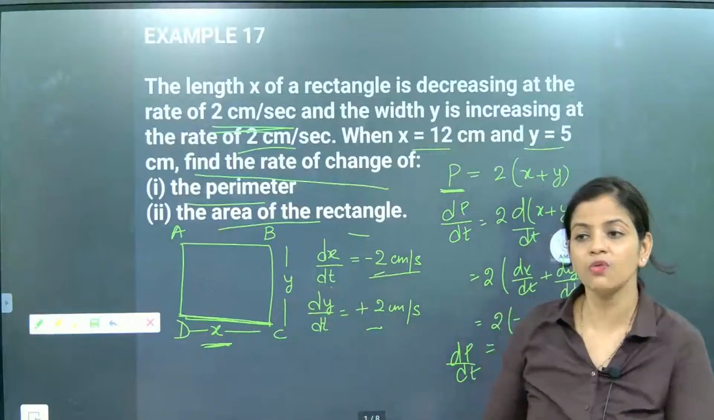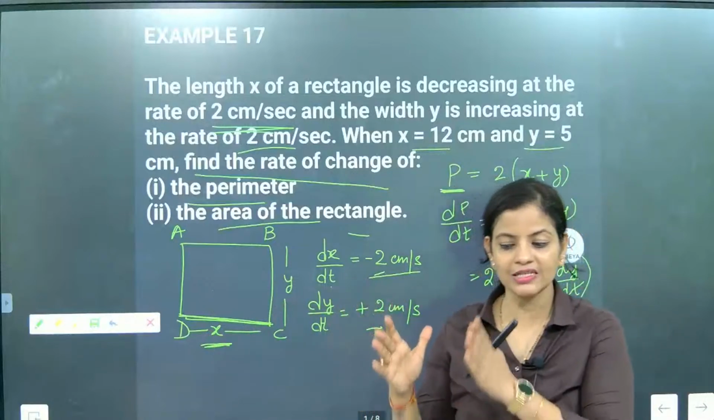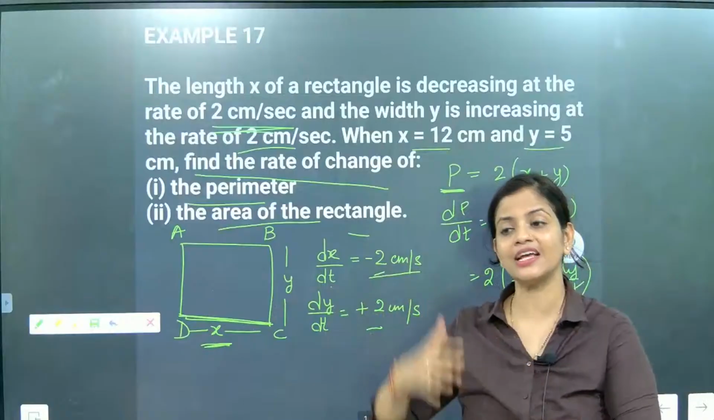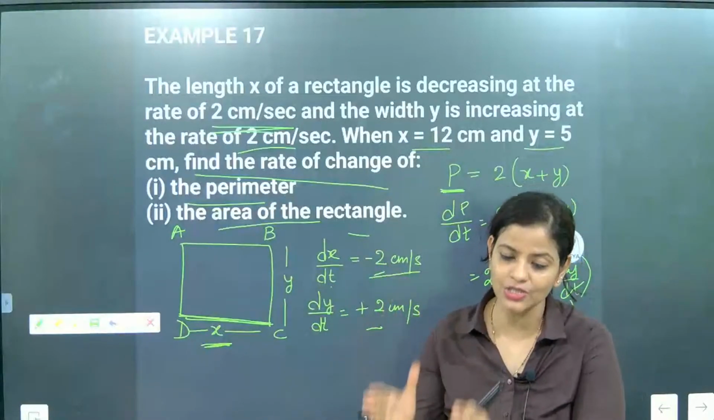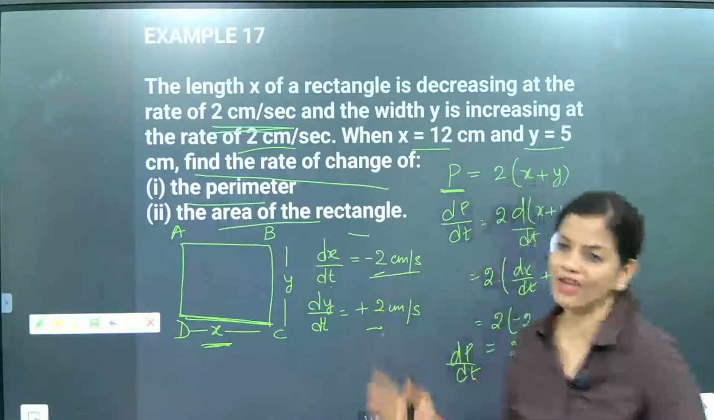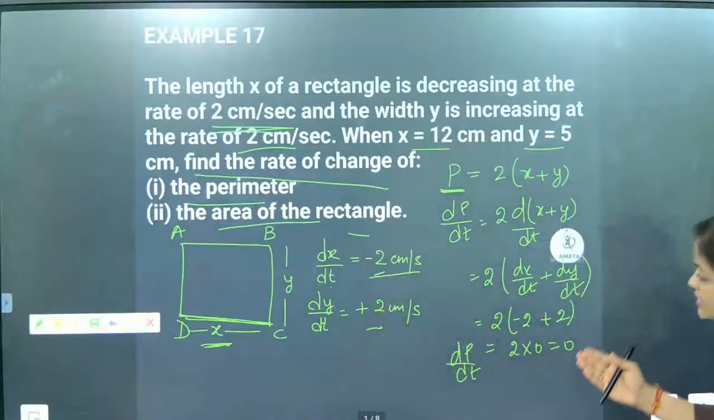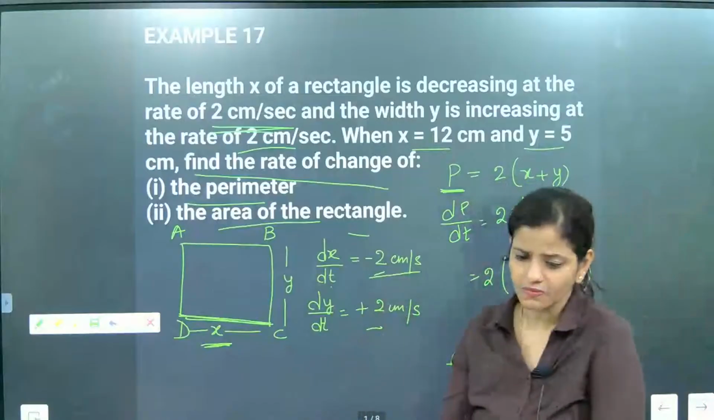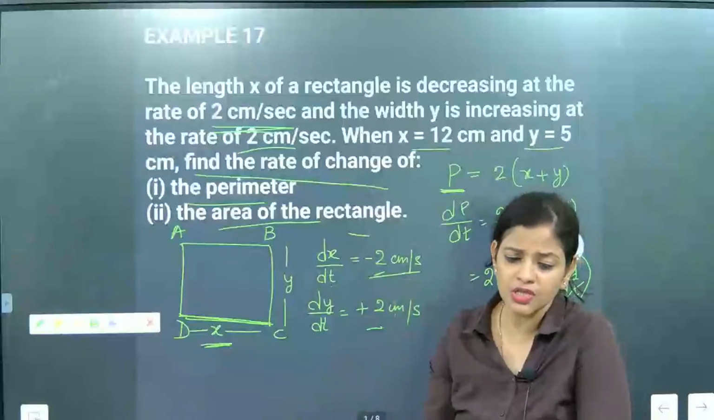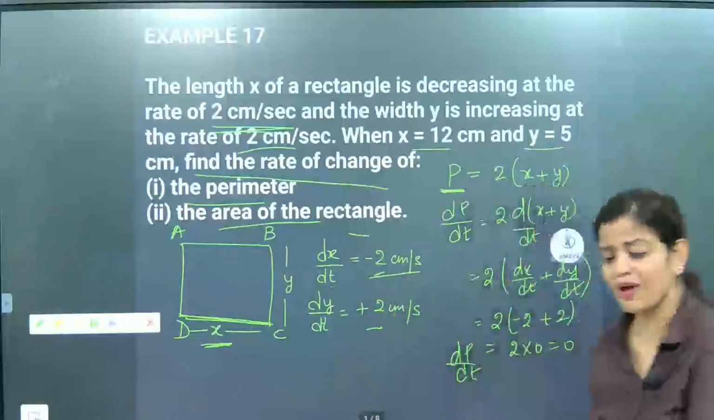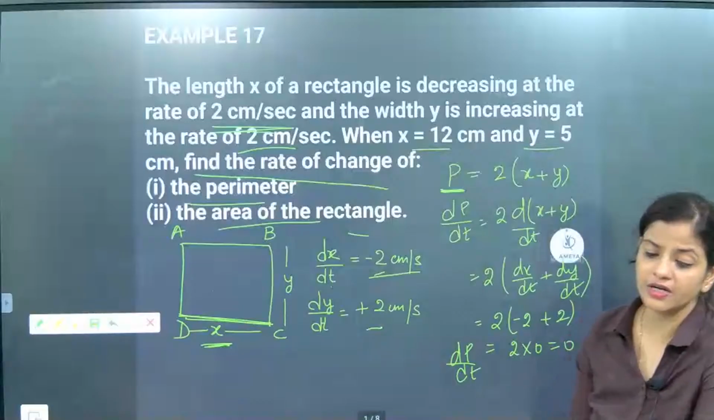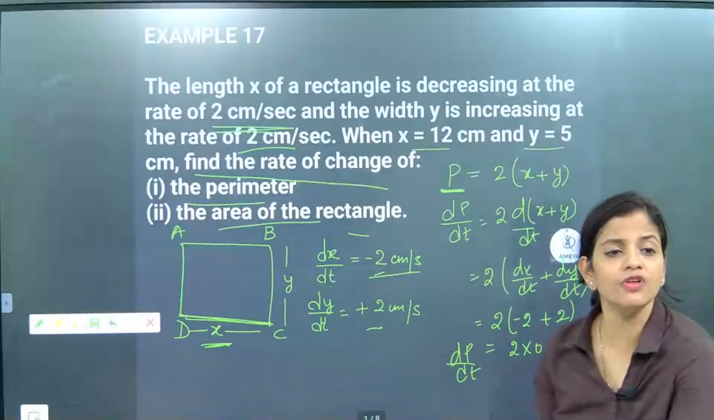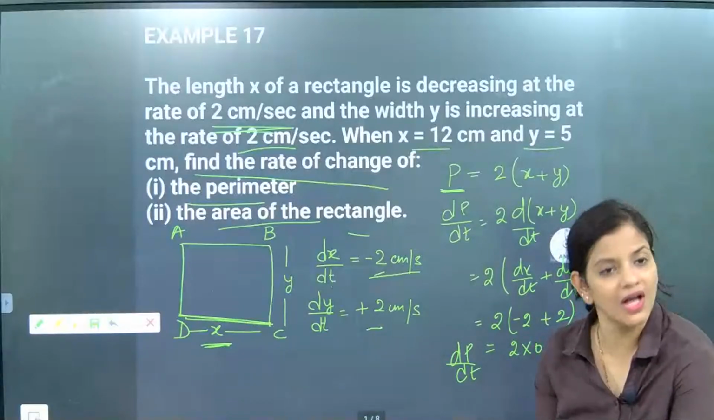Got it? So here one dimension, one axis is increasing, another axis is decreasing, and that will become the rate of change of the figure. So the perimeter change is coming as 0 when you substitute the rate. I hope you have understood. This is one of the most important contents. Whenever a question is written, I think you will be able to answer it.